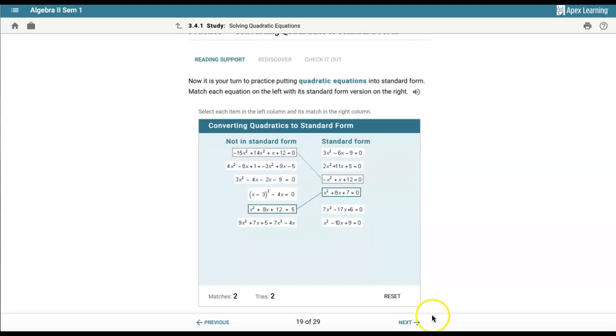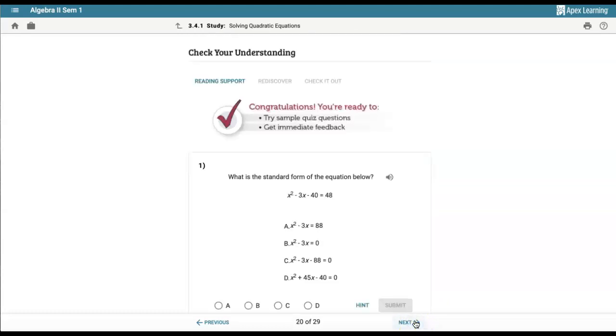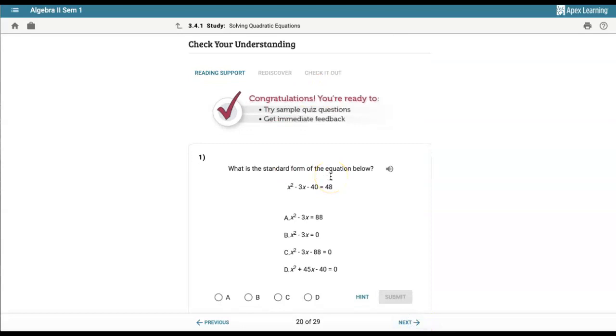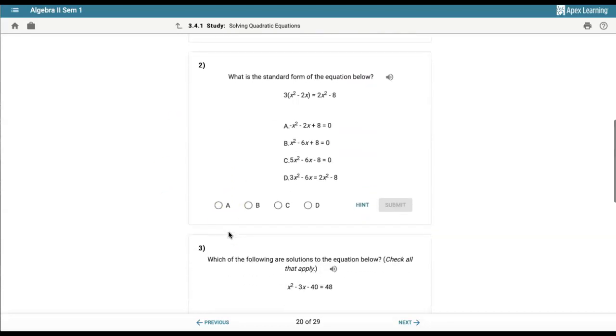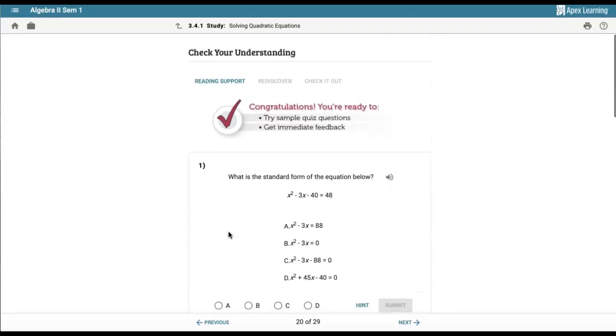So again, check your understanding. This is something that I'm going to suggest that you do on your own. These are going to be questions that you're going to see on your quiz. This is your second quiz: everything we just covered, putting things in standard form and solving from standard form. That's going to be quiz number 2. Hopefully it's not too difficult.